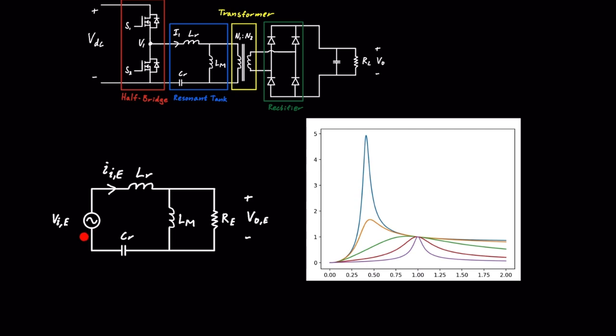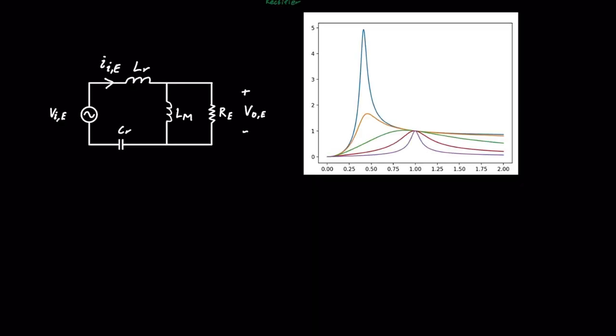This would actually be a square wave, but we're only looking at the first harmonic, so we assume that it is sinusoidal. Now we set the voltage gain of the resonance tank equal to G. So this is VO over VE, so it's the equivalent values. So we want to express this voltage gain as a function of the parameters in the resonance tank.